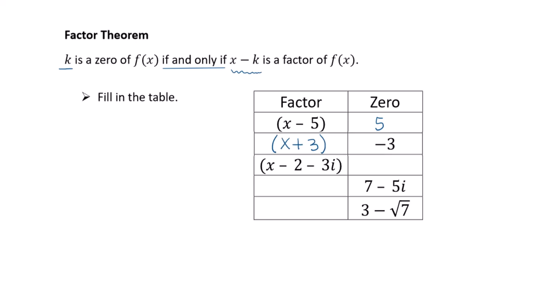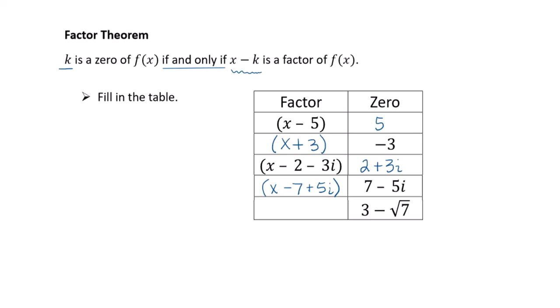Here I have a factor of x minus 2 minus 3i. So we're thinking about what number was subtracted from x. That number would be 2 plus 3i. If I have a zero of 7 minus 5i, then the factor is going to be x minus 7 plus 5i. Remember, we're taking x minus the entire zero. So x minus 7 plus 5i.